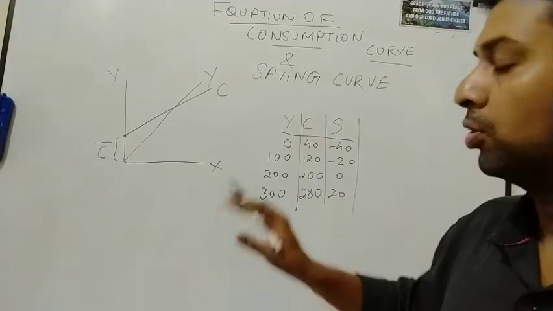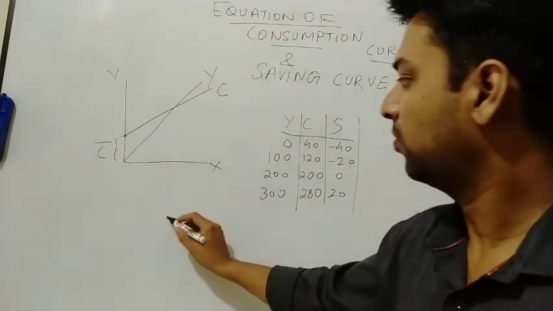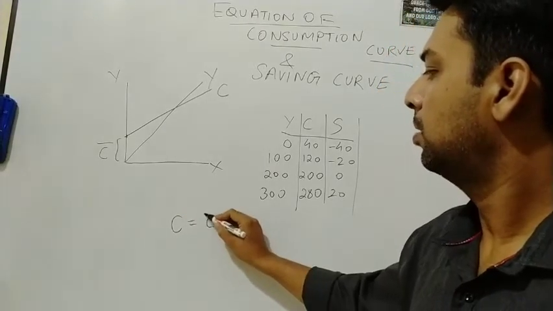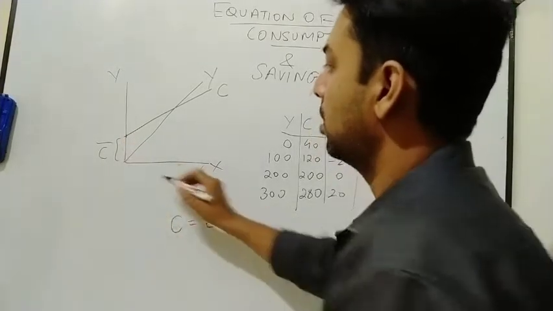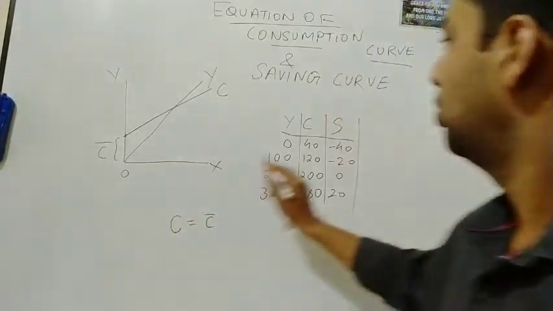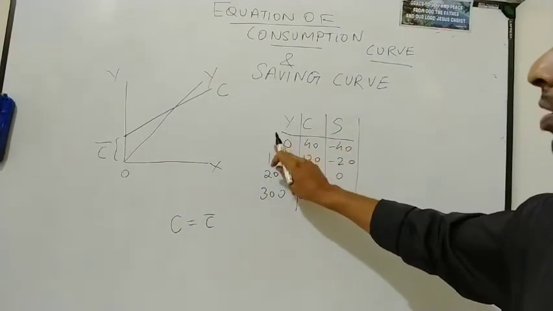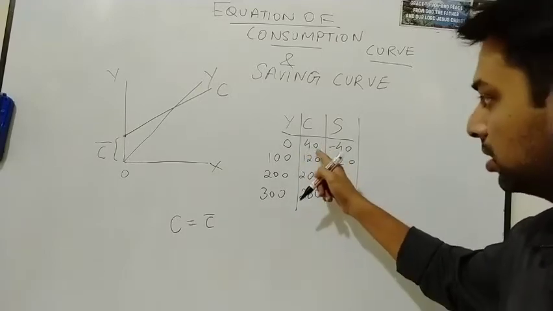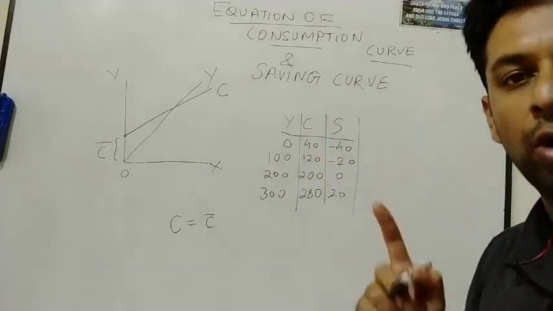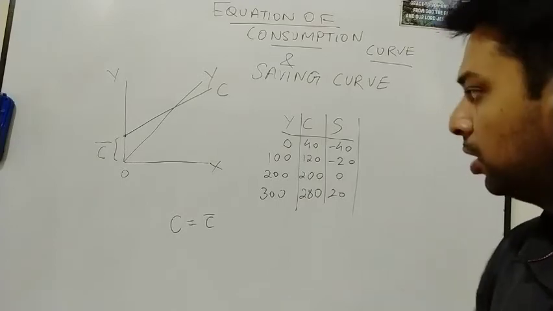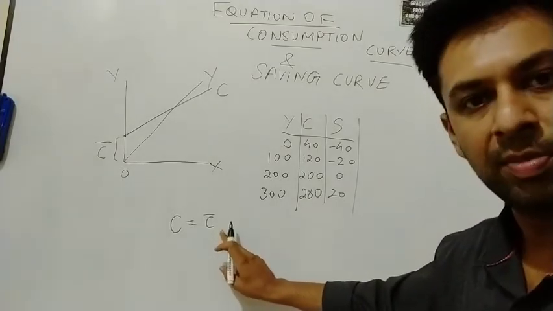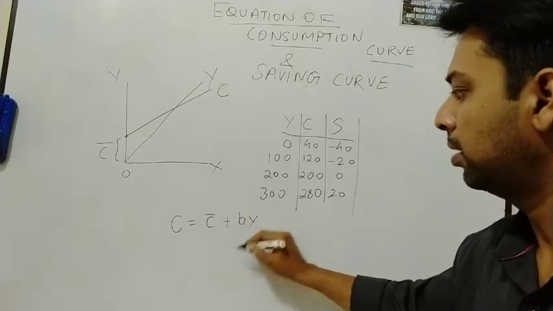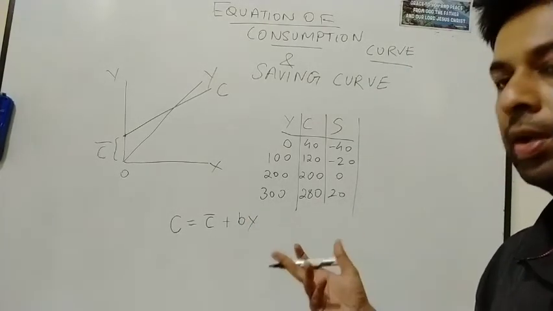We know this. So the equation of the consumption curve is going to be C equal to C bar. This is the C bar over here. What is C bar? At zero level of income, there is some consumption in the economy. This consumption is called autonomous consumption. So this is the autonomous consumption in the equation, plus it will be BY. What is Y over here?